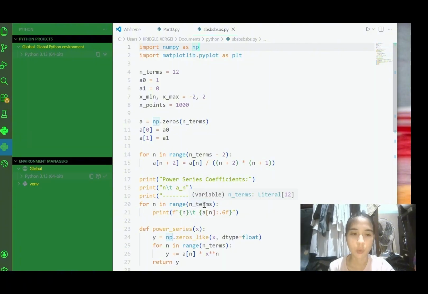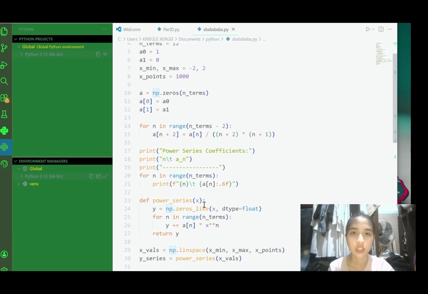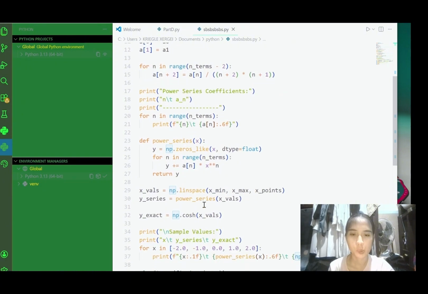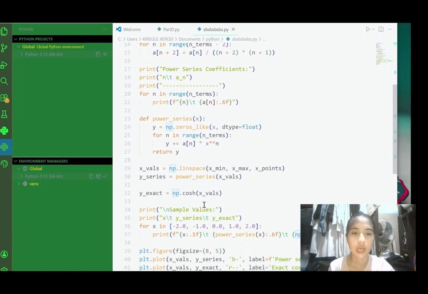Because a1 is 0, all the odd-numbered terms also become 0. So the series only has even powers, such as 1 plus x squared over 2 factorial plus x to the fourth over 4 factorial and so on. This pattern is actually the Maclaurin series of cosh of x.